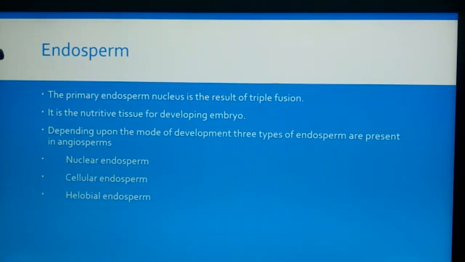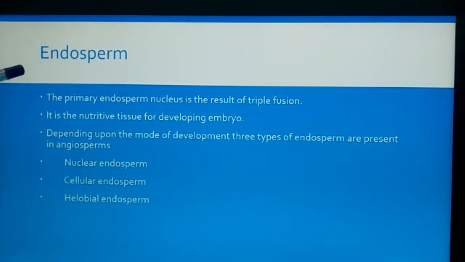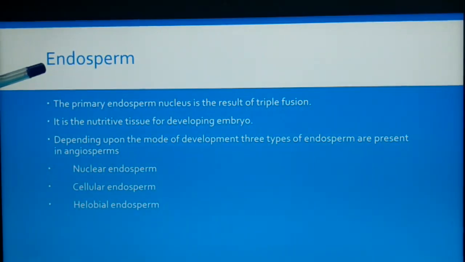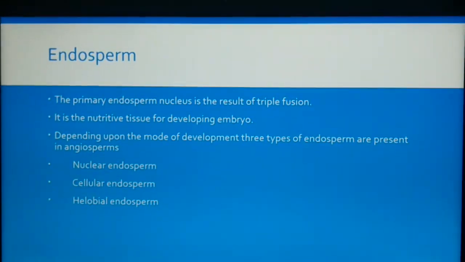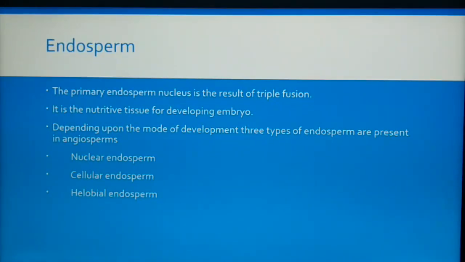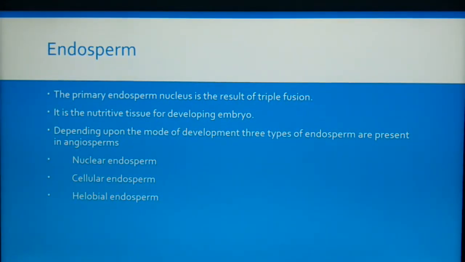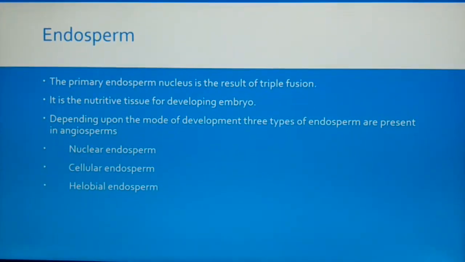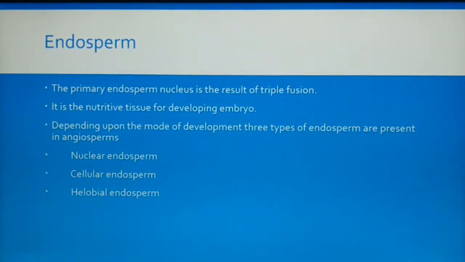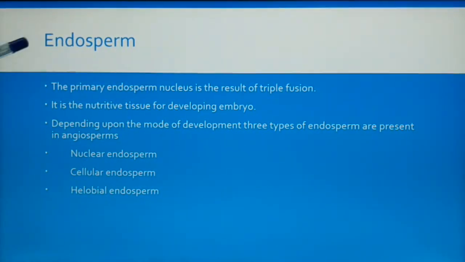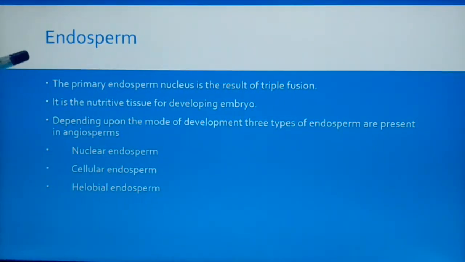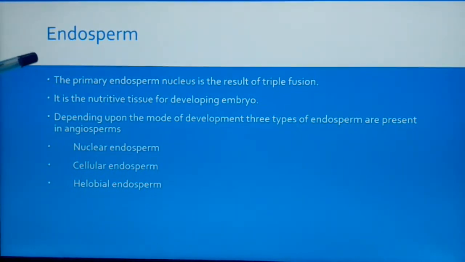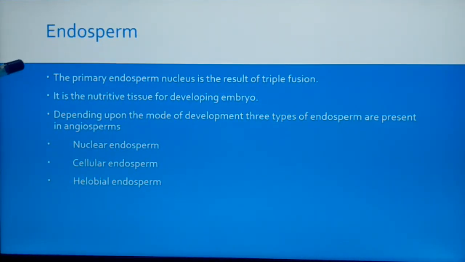Endosperm. Endosperm is formed due to triple fusion. Triple fusion is also called double fertilization. In double fertilization, of the two male gametes, one fuses with the egg to form the zygote and the other male gamete fuses with the secondary nucleus to form endosperm. The endosperm is used as a nutritive tissue for the developing embryo.